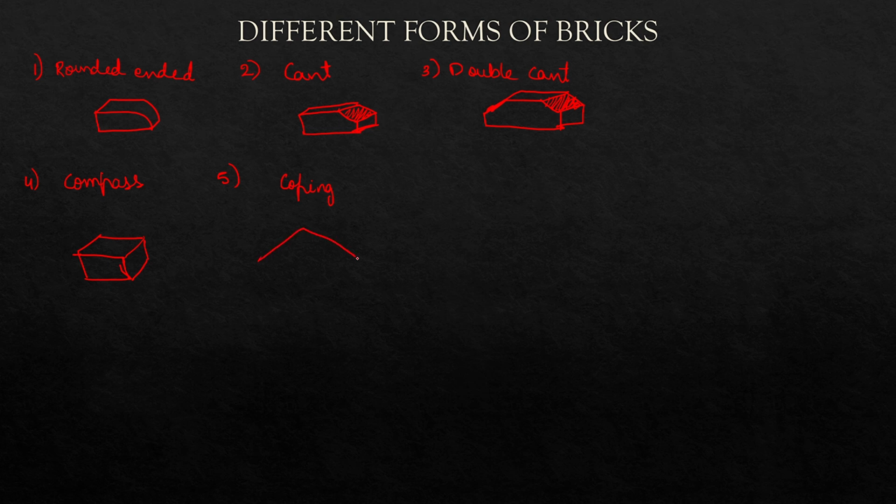Next is coping. Usually we find this type of coping on compound or fencing walls. This is coping. The other thing is queen closer. These are usually different cuts. We can even say cuts of brick rather than forms. In queen closer, the brick is cut in half. This portion is called as queen closer.